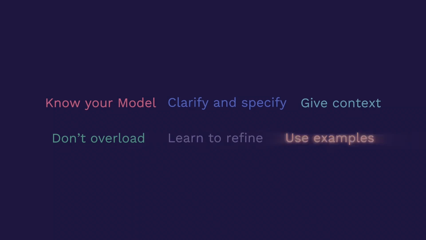And finally, use examples. Include examples or templates in the prompt to guide the model more effectively, especially the more complex or creative the desired output is. If you don't have an example, you can always ask the AI for an example and then copy-paste that and refine your prompt.